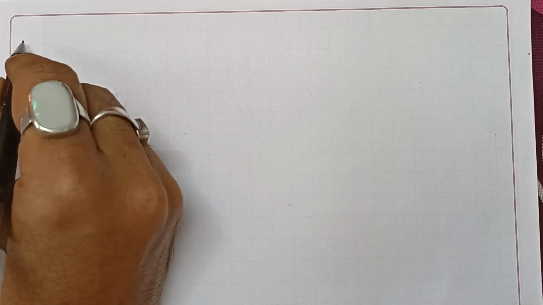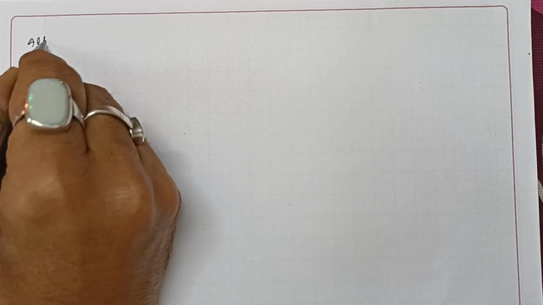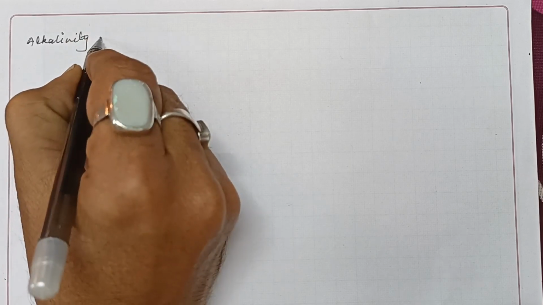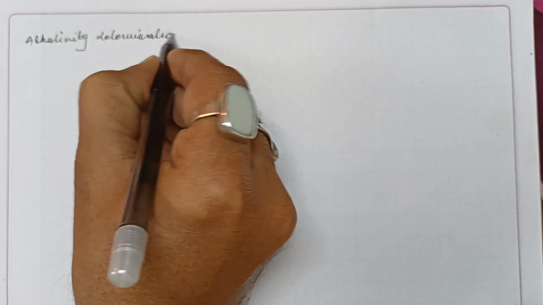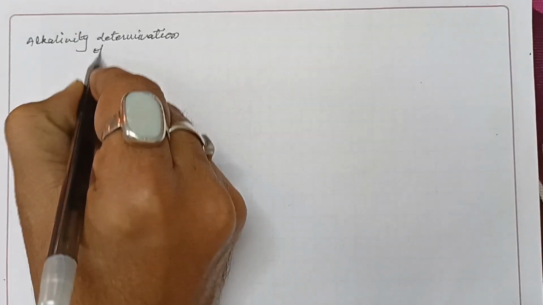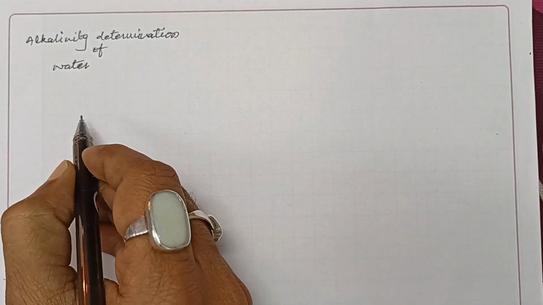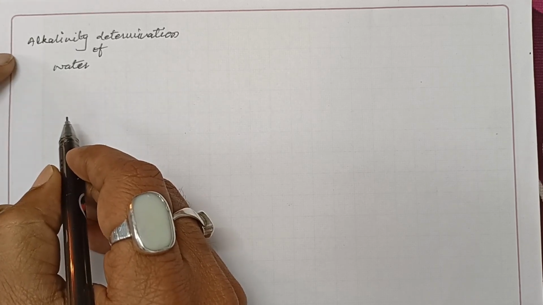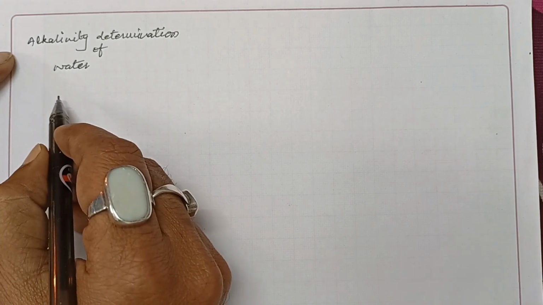In today's video lecture, we would like to discuss the topic alkalinity determination of water. So, alkalinity can be determined in a given water sample by a volumetric analysis.